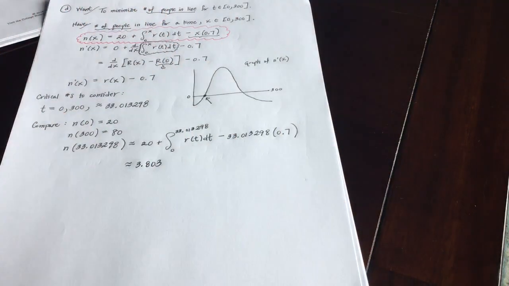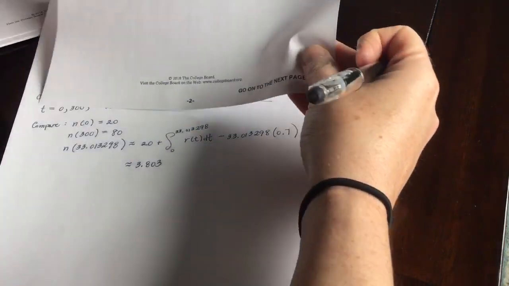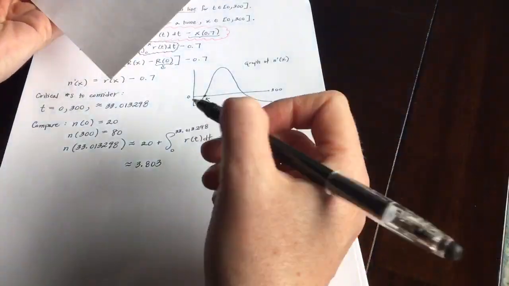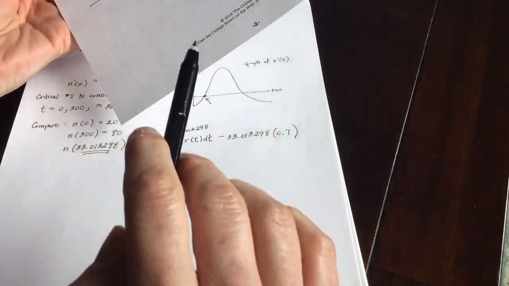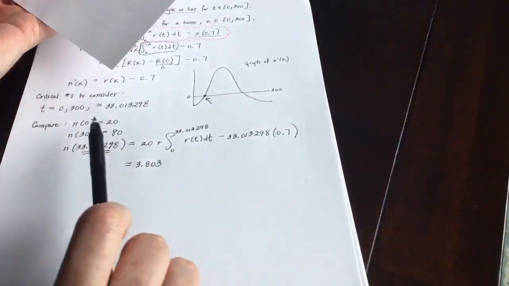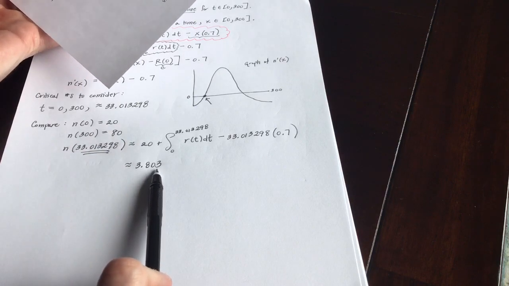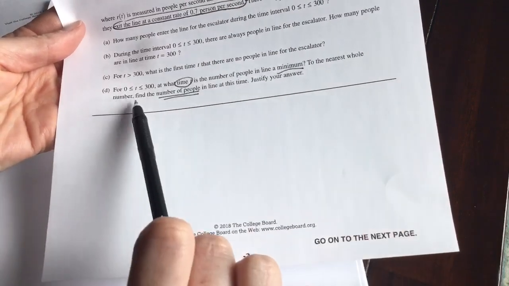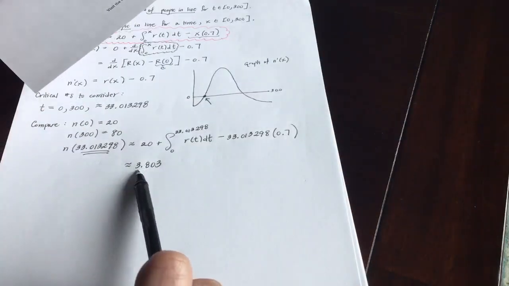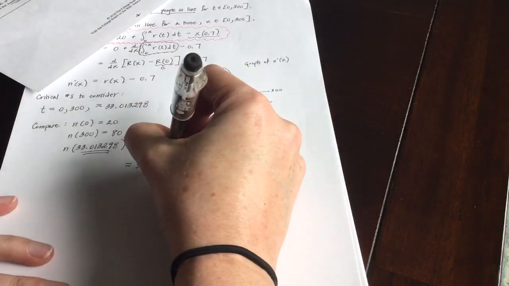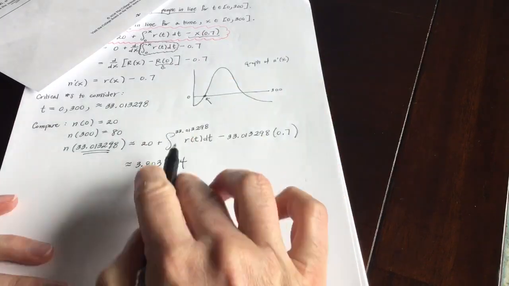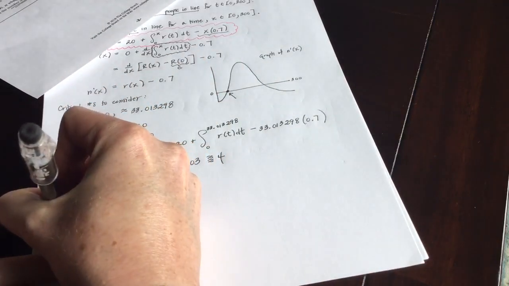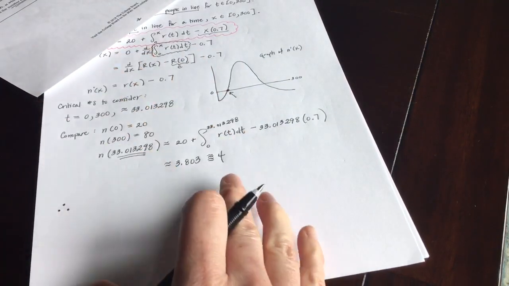There we go. Okay, so now let's reread the question real quick. It says, at what time t, here's my t right here, is the number of people in line a minimum? Well, I had 20, 80, and 3.803, so I'm going to go with this for my minimum. It says, to the nearest whole number, find the number of people in line at this time. So I'll just round that to a 4. So I'll just say roughly 4. That's not a real math symbol, but anyway.